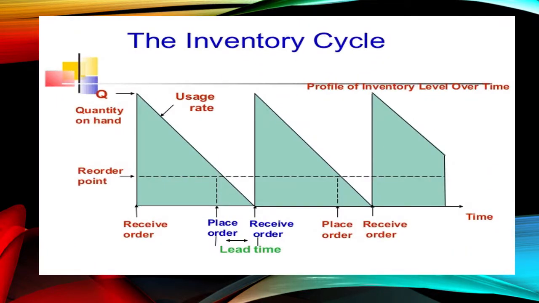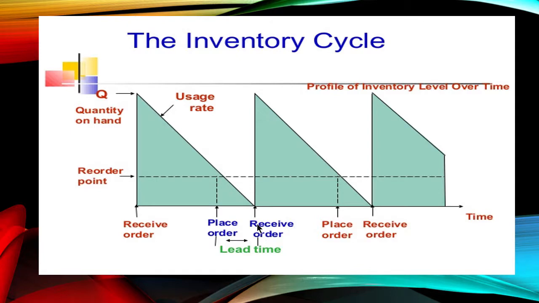I have here this diagram, the inventory cycle. In this inventory cycle diagram, we have quantity on hand or stock on hand after we receive the order we have placed. In this diagram, it is noticed that we have a constant demand, production demand, which is the usage rate. And we also have the reorder point. This one is the reorder point in which we place our order. And this one is the point in which we receive our order.